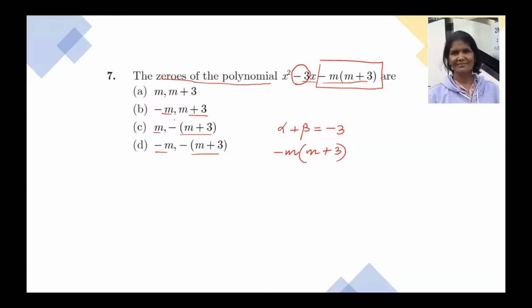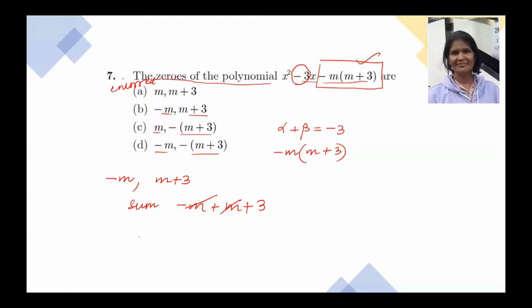So we can check here, one is minus m and m plus 3. So this gives the product, and what is the sum? Sum is equal to minus m plus m plus 3. Let us see whether I am getting minus 3 or not. I'm not getting minus 3. So A is incorrect.